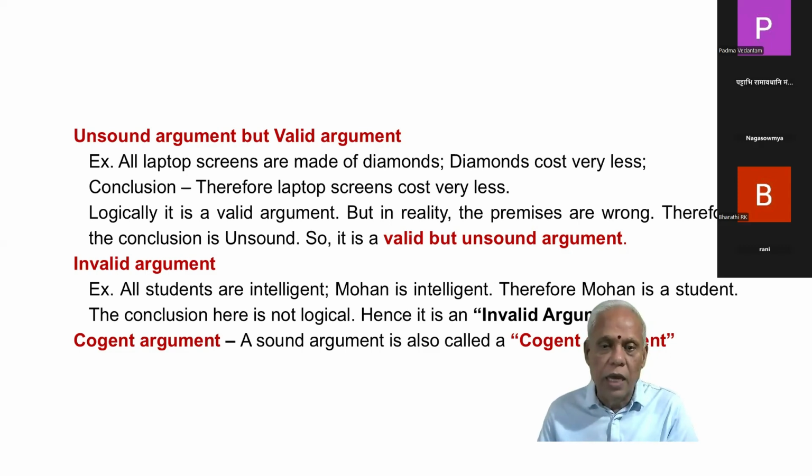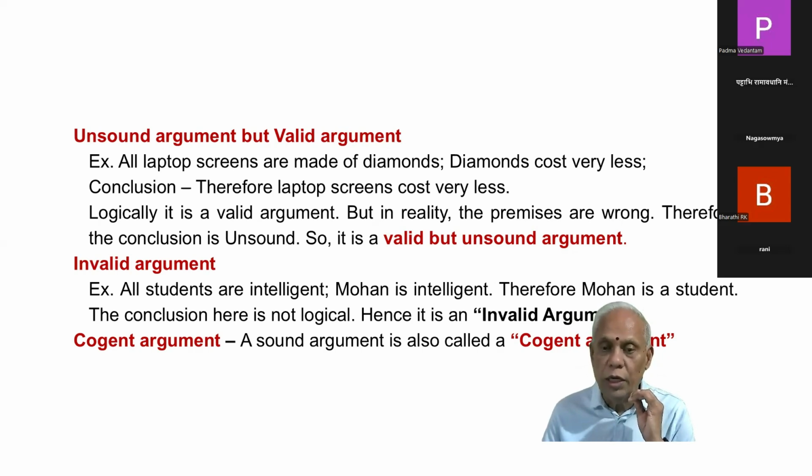All laptop screens are made of diamonds. Understand this. All laptop screens are made of diamonds. This is one statement. The other statement says diamonds cost very less. Conclusion: therefore, laptop screens cost very less. So logically, all laptop screens are made of diamonds and diamonds cost very less. Therefore, laptop screens logically must cost very less. So logically, this argument is correct. Therefore, all laptop screens cost very less.